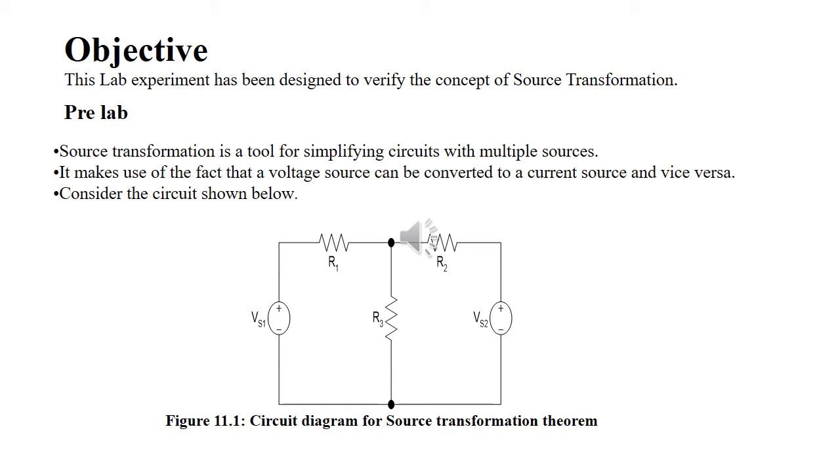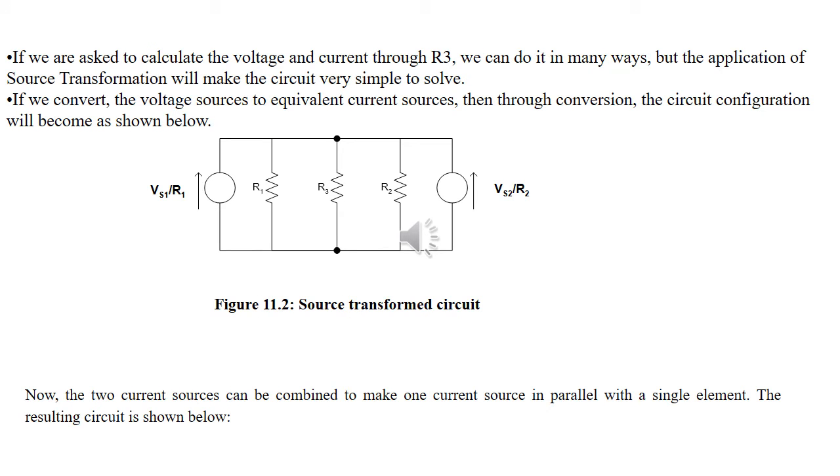Consider a circuit shown below. We have two voltage sources, Vs1 and Vs2. And we know that a voltage source with the series resistance can be converted into a current source with a parallel resistance using Ohm's law. If we are asked to calculate the voltage and current through R3 resistor, we can do it in many ways, but the application of source transformation will make the circuit very simple to solve.